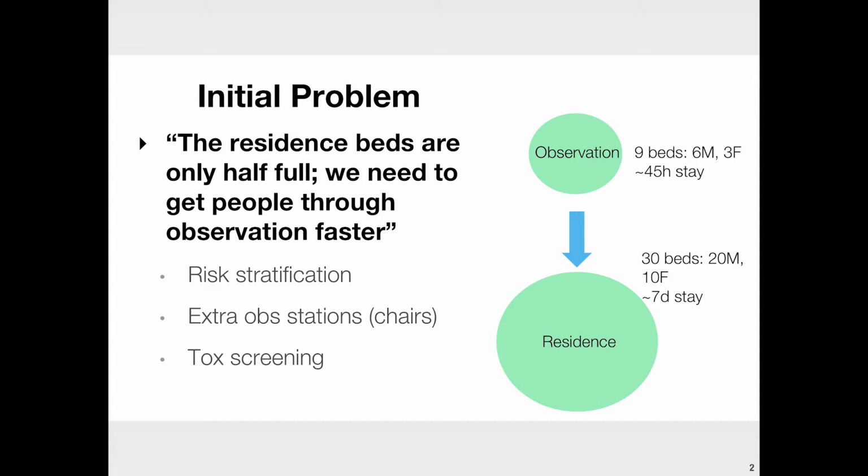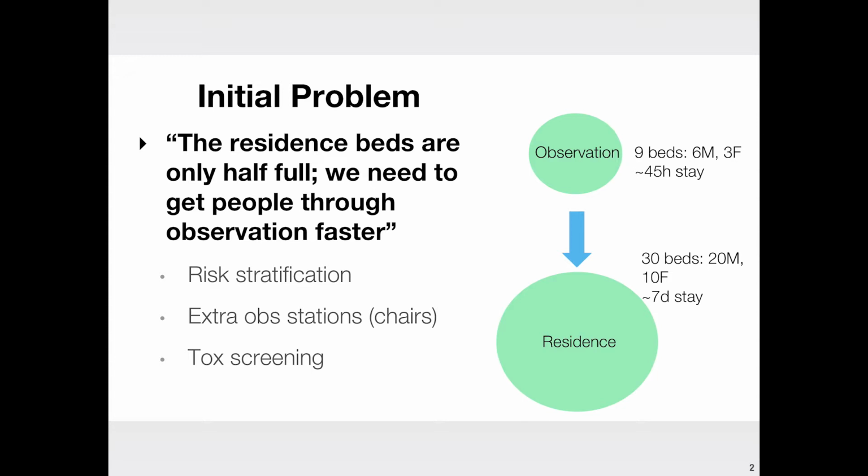And once they go through the acute detox phase, they go back into a larger area, which is a residence with beds, and they stay there for about a week, 30 beds there, and they undergo various group exercises, meetings, addiction counseling, and things of that nature. So what they saw was that in the big area, the residence, it was really only half full. And they were noticing that observation appeared to be the bottleneck.